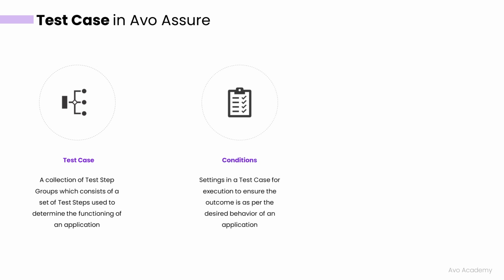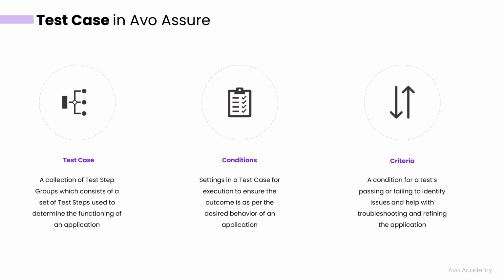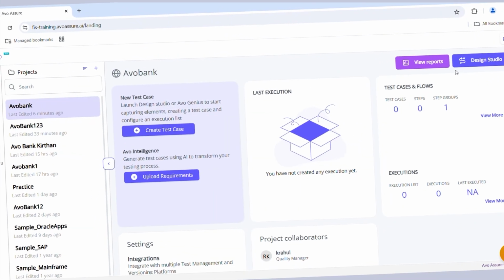The conditions set in a test case for execution help to ensure that the test outcome is accurately evaluated against the desired behavior of an application under test, or AUT. The criteria for a test's passing or failing in turn help with troubleshooting and refining the AUT. Let us explore this further.